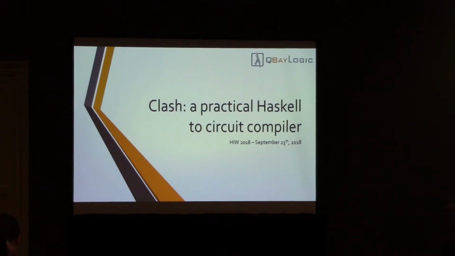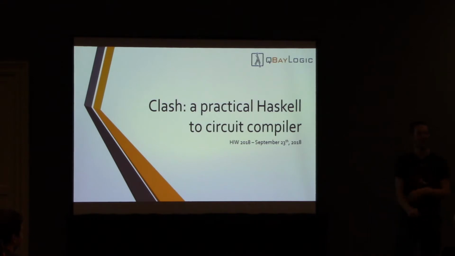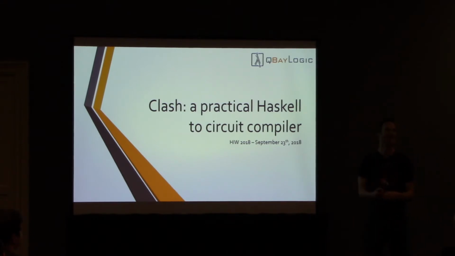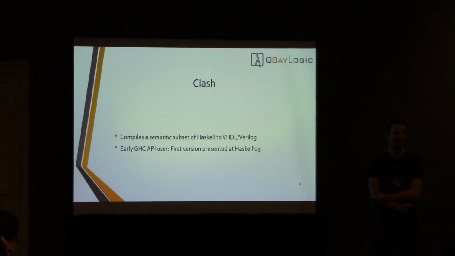Right. Clash, a practical Haskell to circuit compiler, unlike all the other Haskell to circuit compilers. No, I have no idea. It's more that I very much focused on lots of practical issues. You'll see by the end of the talk what I mean by that. So Clash compiles a semantic subset of Haskell, so not the regular Haskell that we all know. And it's a very early GHC API user, I think. We presented our first implementation at Haskell 09. I think the GHC API is perhaps GHC 6.6. I'm not really sure anymore. So we started at 6.8. So anyways, long time ago.